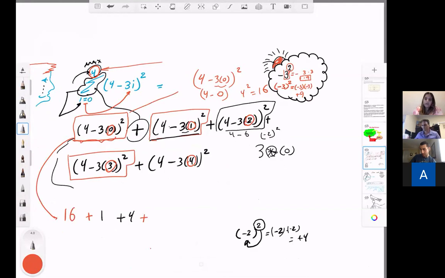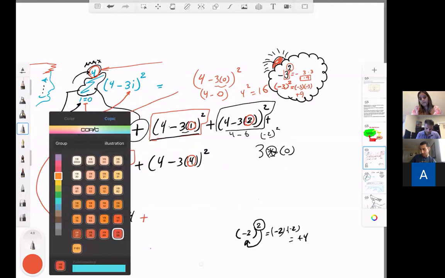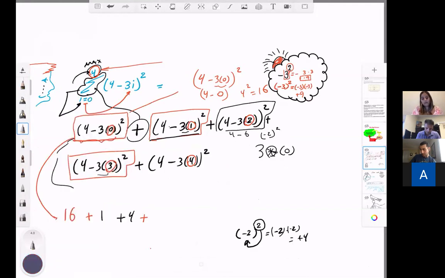I got 25. So before we apply the exponents, you have 3 times 3 is 9. 4 minus 9 is 5. 5 squared is 25. Plus this last one, 3 times 4 is 12. 4 minus 12 is -8. -8 squared is 64. Now we have to add them up.